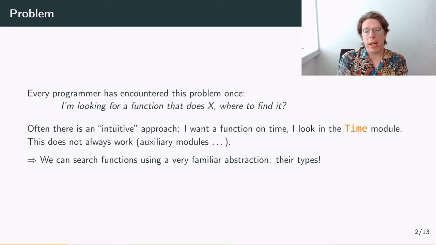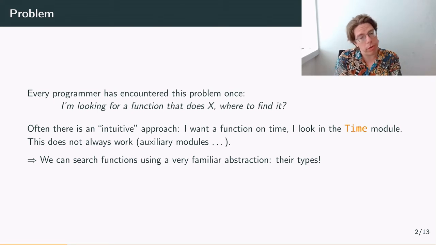Every programmer has encountered this problem once before. You're looking for a function, you know what it should do. For example, you want to convert some time to a different time zone, but you're not sure where to find it and what its name is. There is an intuitive approach to this. You want a function on time, so you're going to look in the module named time. Unfortunately, it doesn't always work. The function could be in the date module or in the time zone module or something else.